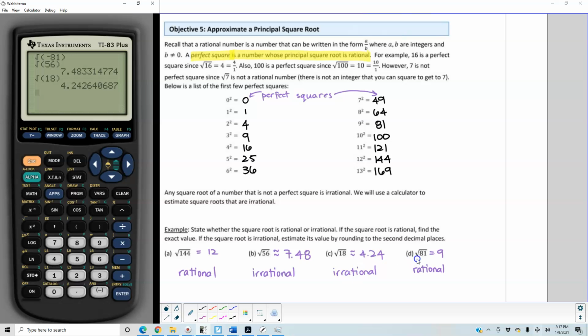If we take a look at part D, we have the square root of 81. Well, 81 is a perfect square, and what number do we have to square to get 81? The answer is 9, so it's considered rational. So all the perfect squares that we can take the square root of are going to be considered rational. Otherwise, if it's not a perfect square, when you take the square root of that number, it's going to be irrational.